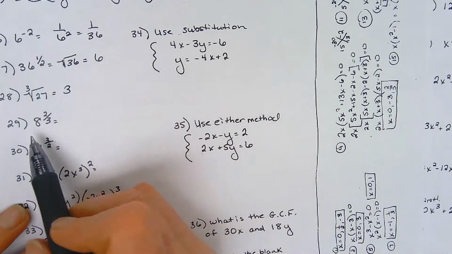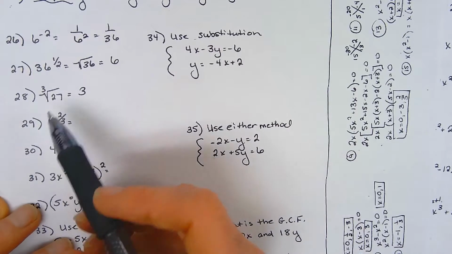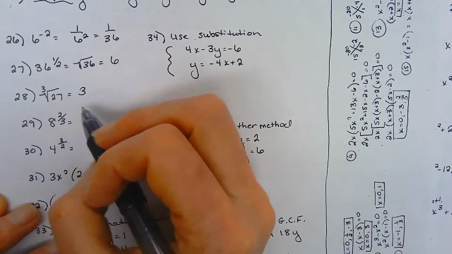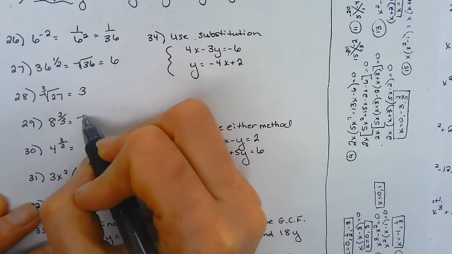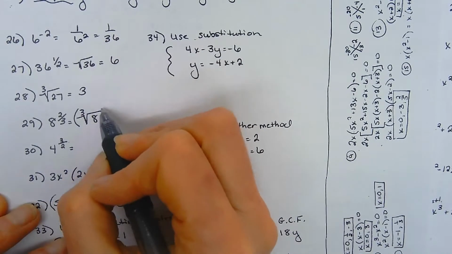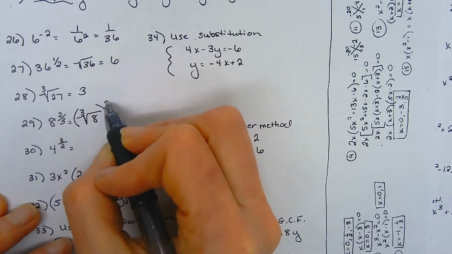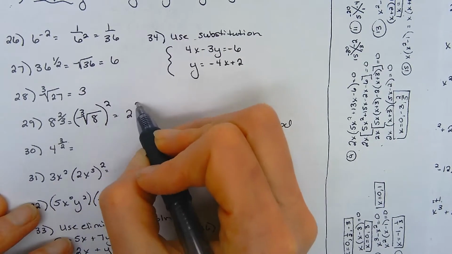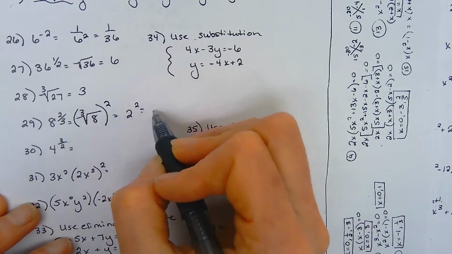Number 29, when we have a fraction with a numerator and a denominator other than 1, then this bottom number tells us to take the cubed root of 8, and then when we're done doing that, we square it with the top number, the numerator. Cubed root of 8 is 2, and squared, that's 4.